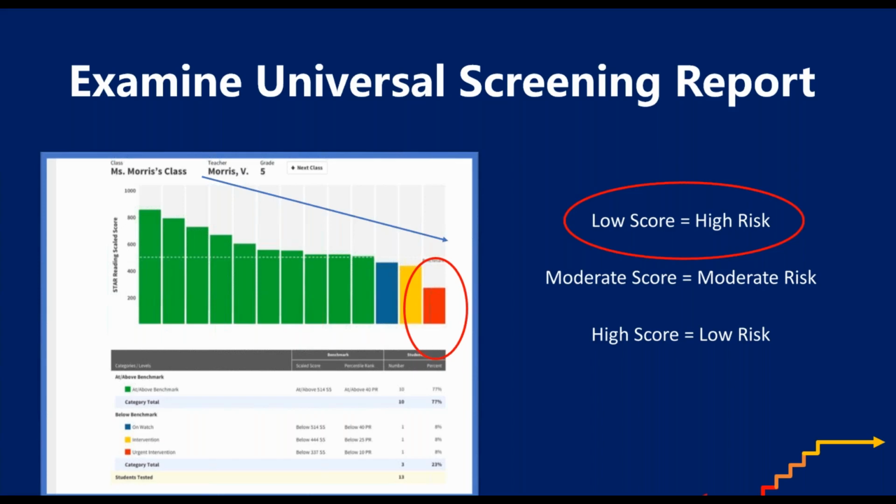The students in blue are below the 40th percentile, so they're on watch. We're keeping an eye on them. The students in yellow are below the 25th percentile, and so they need intervention. And then the students in red, those are the students below the 10th percentile, and they need urgent intervention. And so you can see by that red circle, those are the students that DBI is appropriate for. They've been identified by the universal screener as high risk and needing intensive and urgent intervention. So the higher the risk, the higher the intensity of the intervention. If a student is at high risk, then the intensity of the intervention should match.